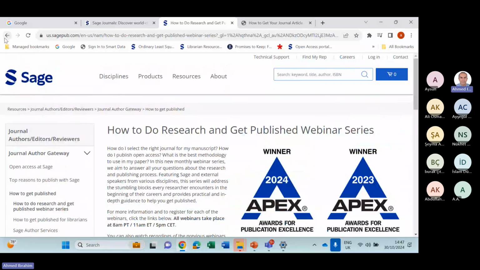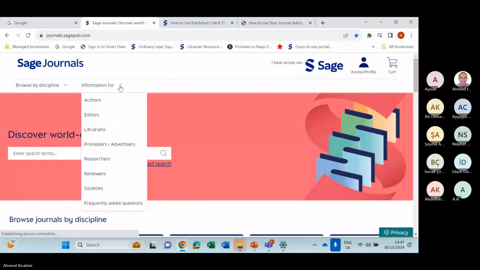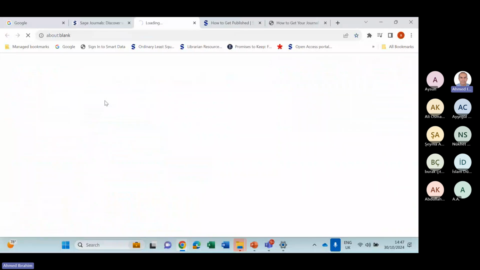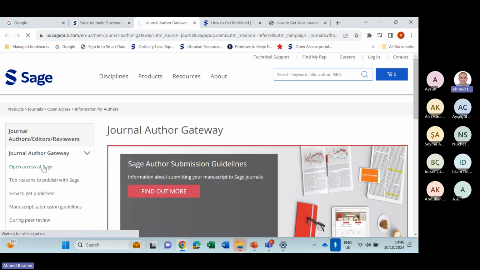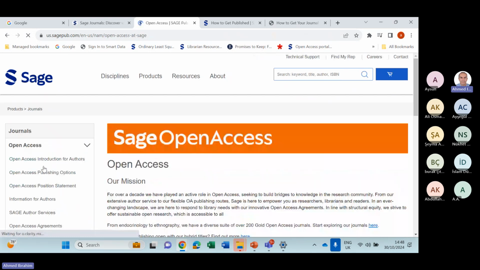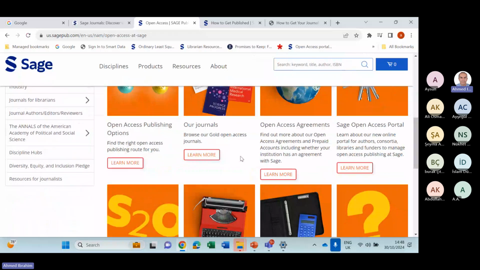Here's some information about open access at Sage. Also in Sage information for authors, you can find some information about open access at Sage, the open access journal. So if you'd like to select an open access journal to publish your article in, you'll find some useful information about open access publishing options, our journals, open access agreement, and Sage open portal.